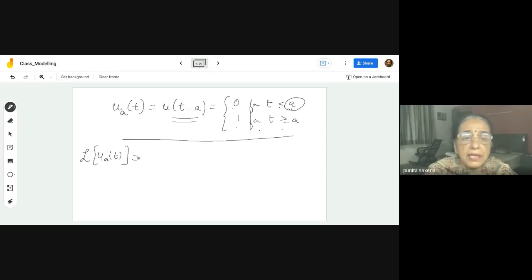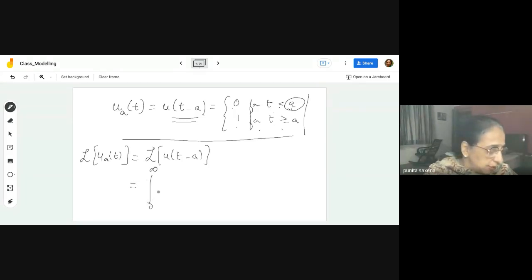How do you find the Laplace transform of any function? It is going to be the Laplace transform of u(t minus a), defined like the one here. And how do you define the Laplace transform? It's the integral from 0 to infinity of e to the power minus st into f(t). And what is your f(t)? u(t minus a) dt. Right?